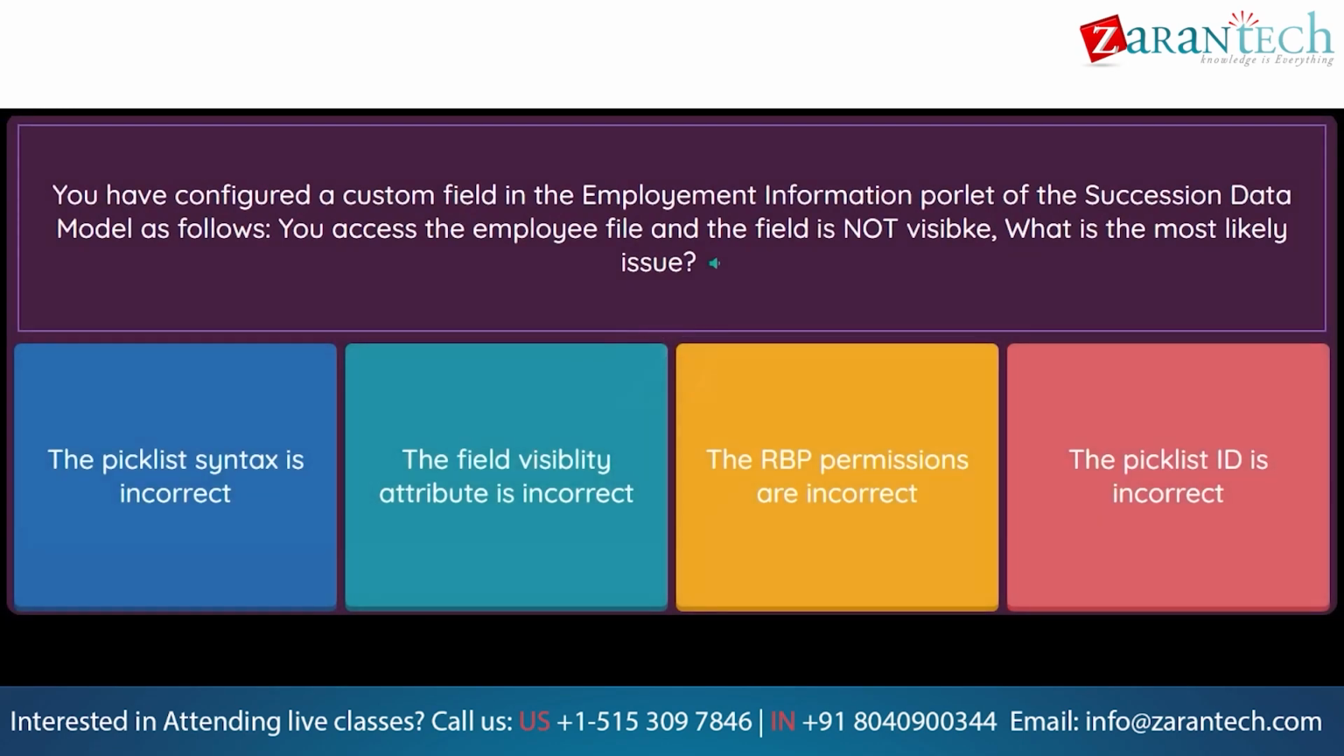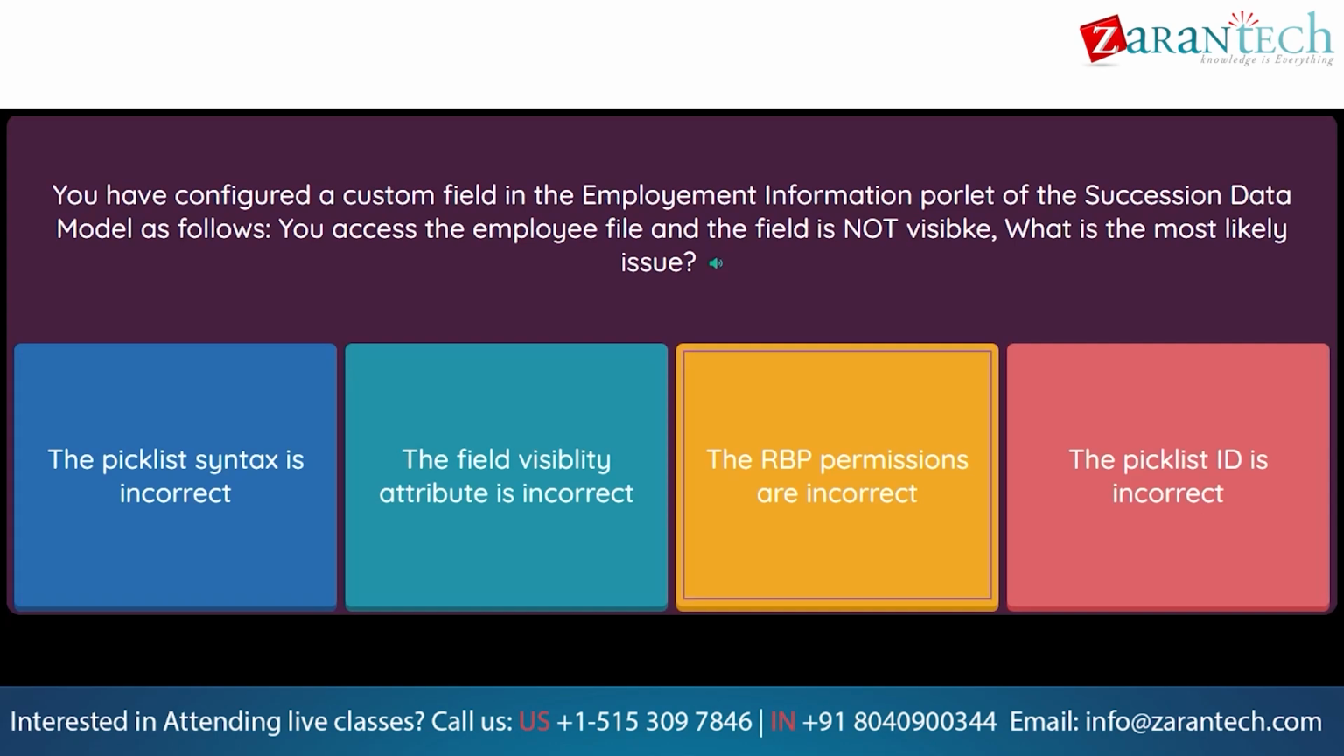Question: you have configured a custom field in the Employment Information portlet of the succession data model as follows. You access the employee file and the field is not visible. What is the most likely issue? Option 1: The pick list syntax is incorrect. Option 2: The field visibility attribute is incorrect. Option 3: The RBP permissions are incorrect. Option 4: The pick list ID is incorrect.